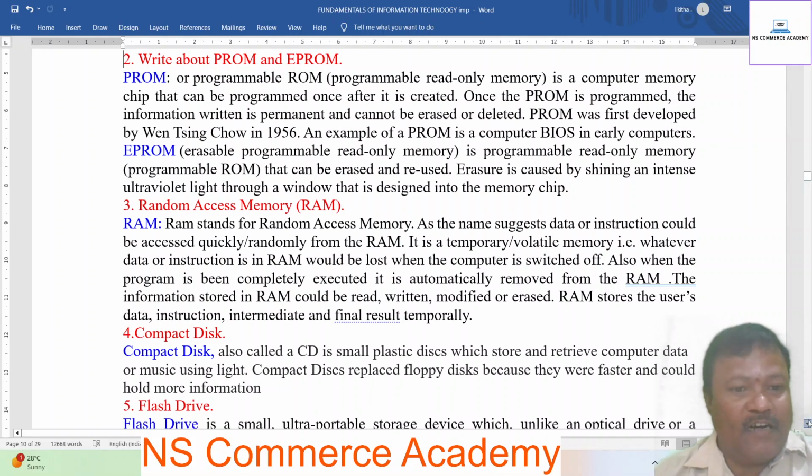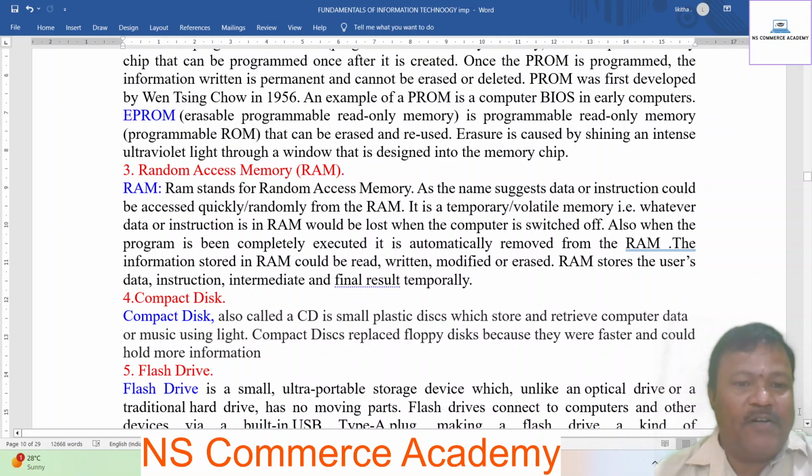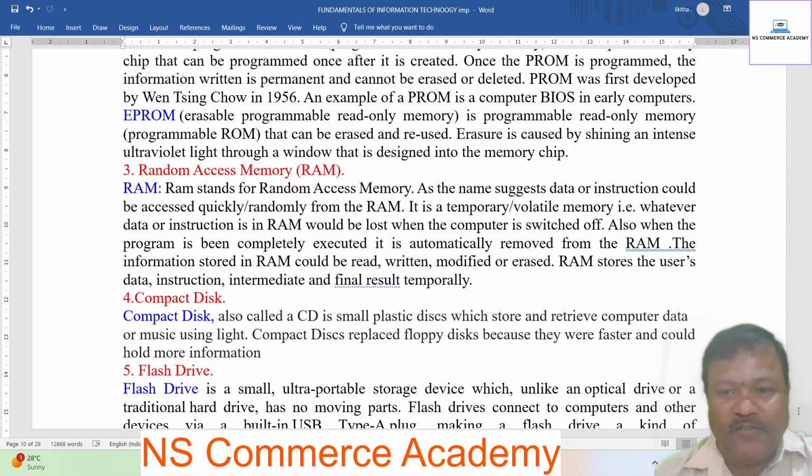Next, fourth question, compact disk. Compact disk, also called CD, is a small plastic disk which stores and retrieves computer data or music using light. Compact disk replaced floppy disks because they were faster and could hold more information.